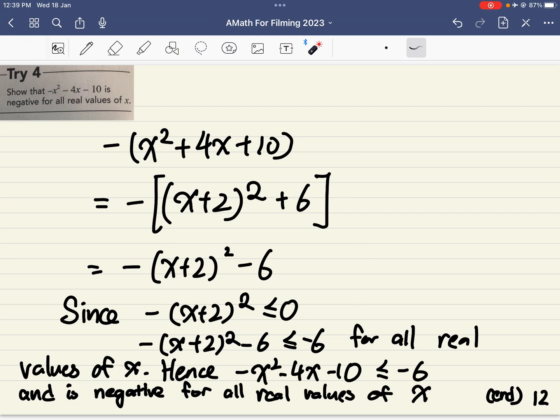So the question actually didn't ask you to prove that this is less than or equal to -6, but asked you to show that this is negative. However, this expression is less than or equal to -6. So if it's less than or equal to -6, it must be less than 0 itself. Hence, this expression is negative for all real values of x.